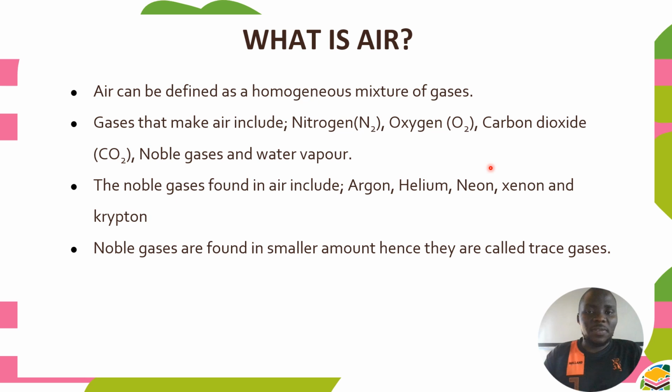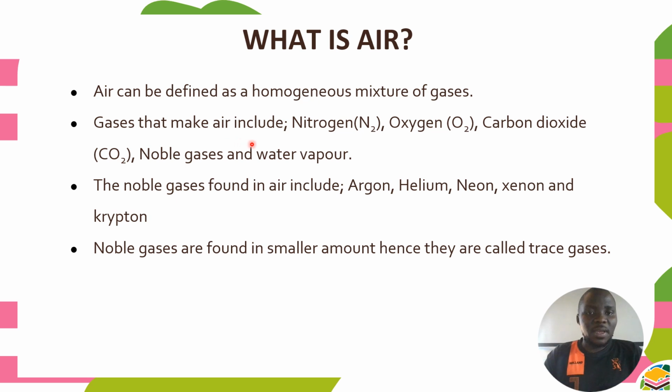Now, let us look at the definition of air. What is air? Air can be defined as a homogeneous mixture of gases. I'm interested in the word homogeneous. Homogeneous means same. So in air, you cannot see that this is one type of gas and that is another type, but it's a combination of different gases. In short, we can also define air as a mixture of different gases.